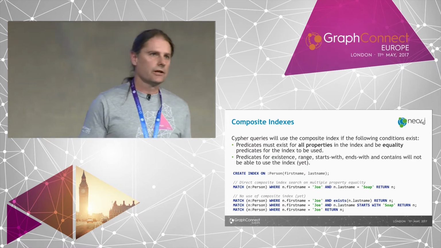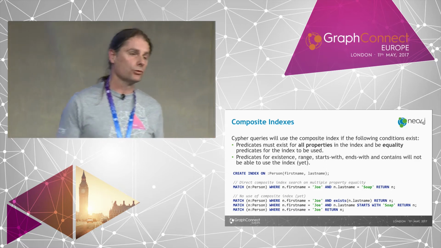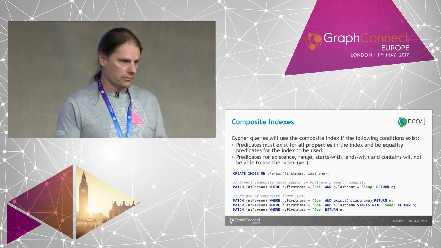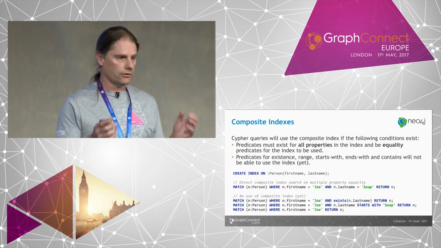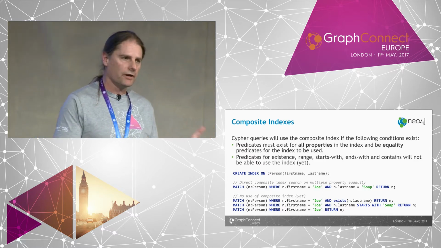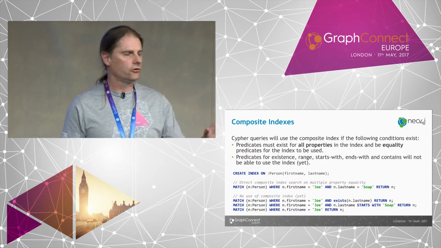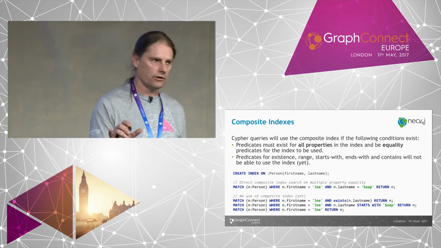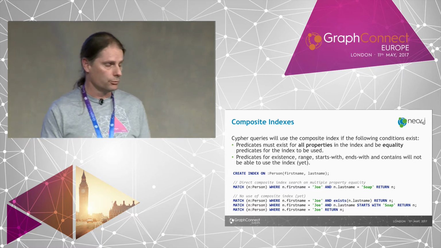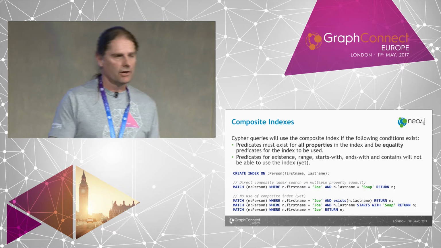The feature at the moment has a few restrictions. It doesn't work in every case you might imagine it could work. Primarily, you must have predicates in your where clause that are equality predicates for every property in the index. So the example there in the middle: match where first name equals Joe and last name equals Soap. I have an equality check on first name and another equality check on last name. They must both exist in order to use a composite index on those 2 properties. In the benchmarks, I can explain why they must both exist.